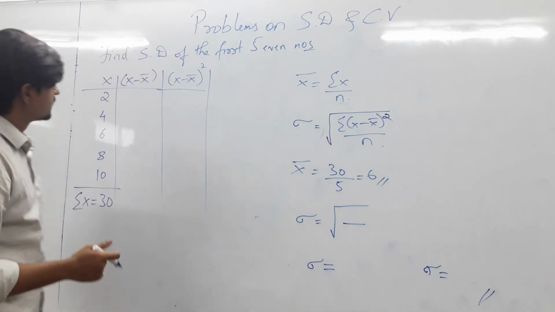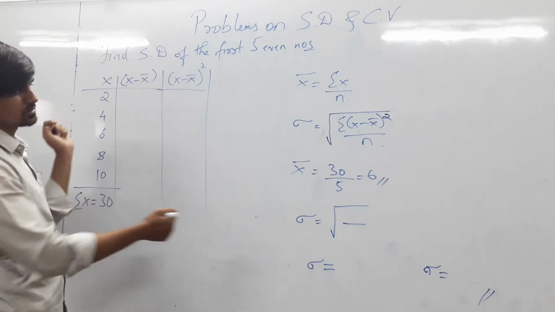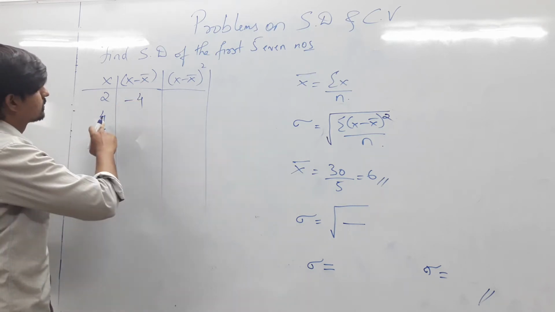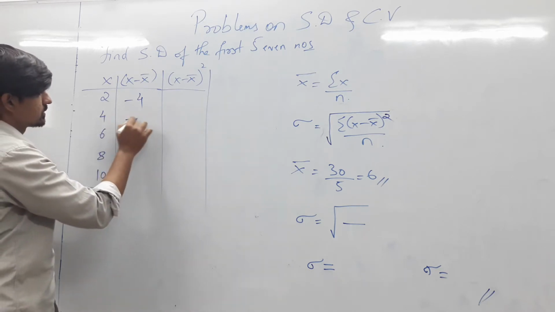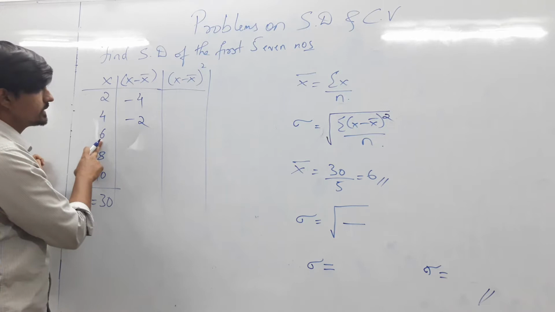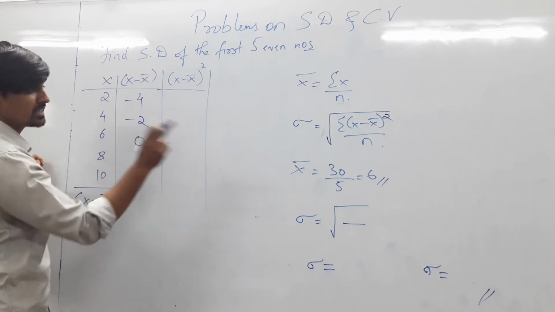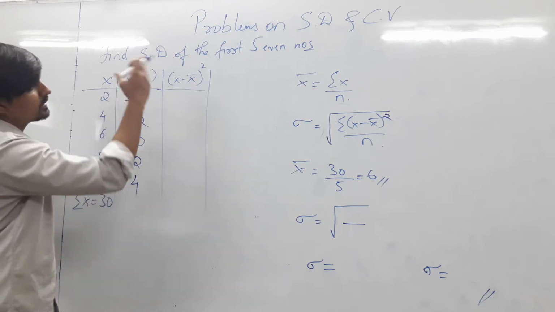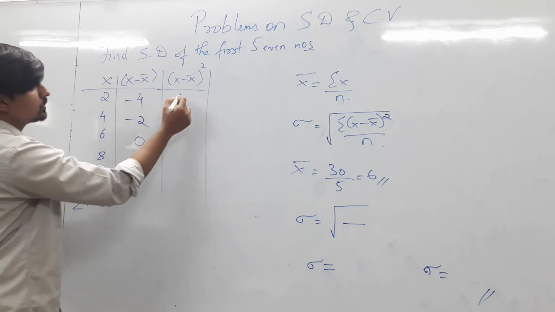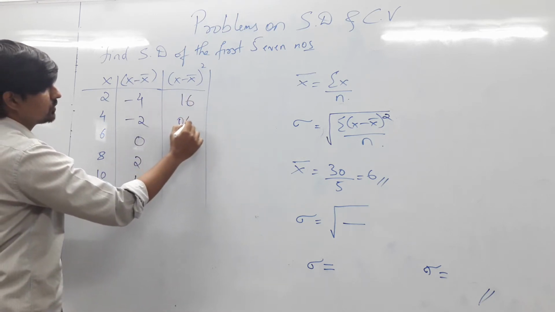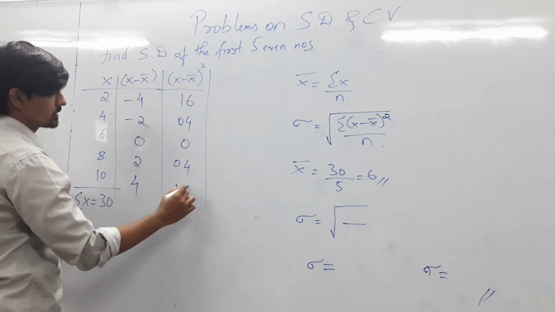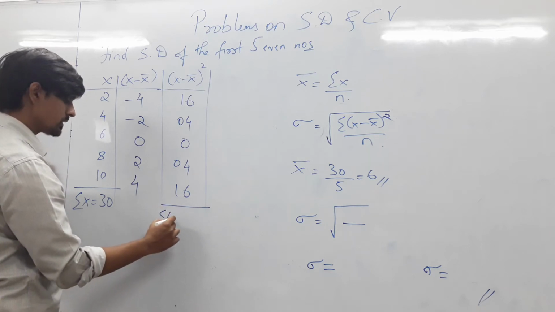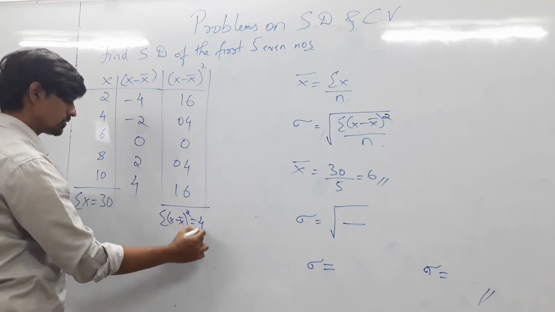Okay. So now 2 minus 6 is minus 4. 4 minus 6 is minus 2. 6 minus 6 is 0. 8 minus 6 is 2. 10 minus 6 is 4. You have to square this. Now it will become positive. 4 square is 16. 2 square is 4. 0. 4. 16. 16 plus 16 is 32. 32 plus 8 is 40. So summation (x minus x bar) whole square is equal to 40.